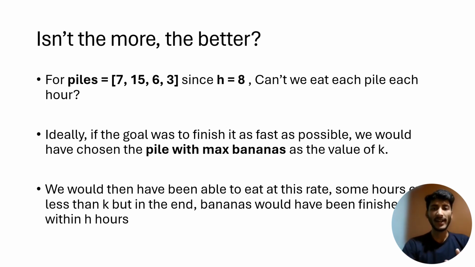All right, let's understand that with an example. Piles given equal to 7, 15, 6, 3. So we have 4 different piles of bananas, each having a different number of bananas, and we have h equal to 8. This is the very first example given to us. Let's understand how we can solve it. Ideally, if the goal was to finish it as fast as possible, we would have chosen the pile with the max bananas as the value of k.